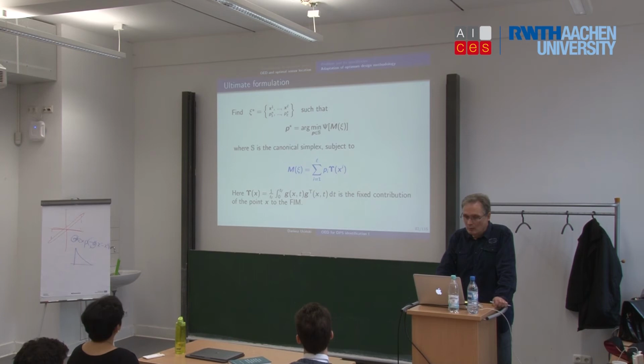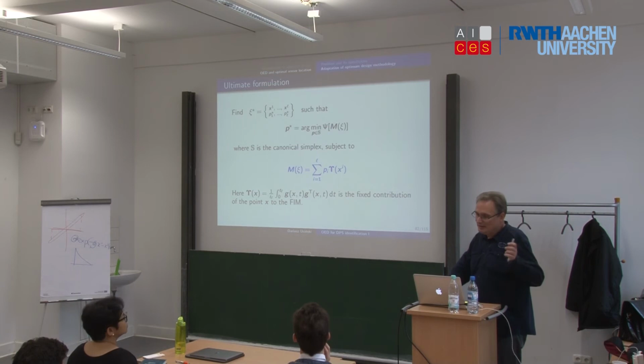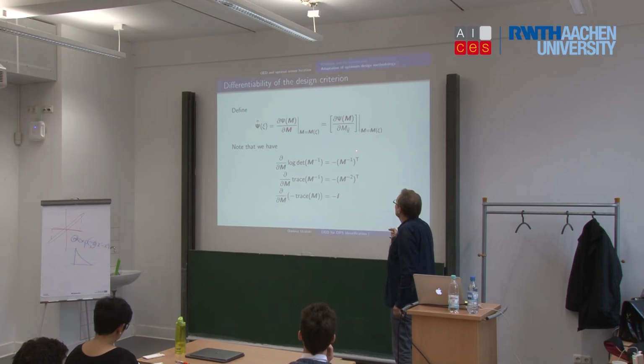Well, why is this so? First of all, the problem has a very nice structure. For any criterion used in practice, for the D-optimality criterion, for the A-optimality criterion, and so on, you can compute the derivatives with respect to the matrix. So this means that we can compute a matrix which collects the derivatives of the criterion with respect to individual elements of the information matrix.